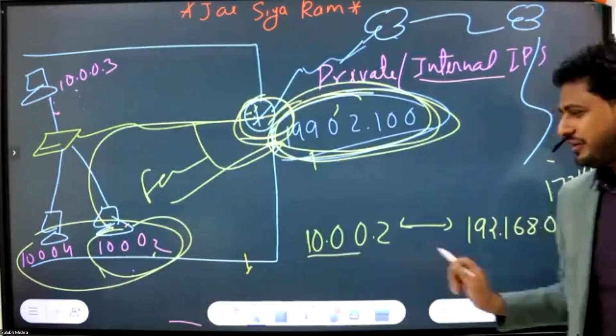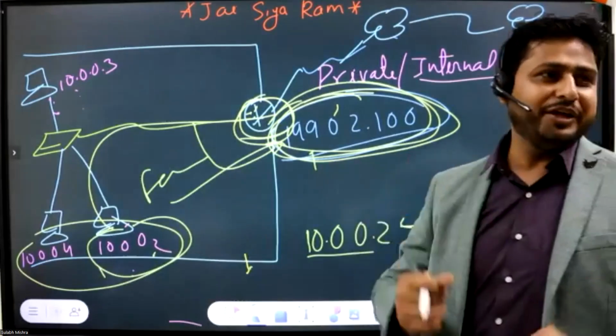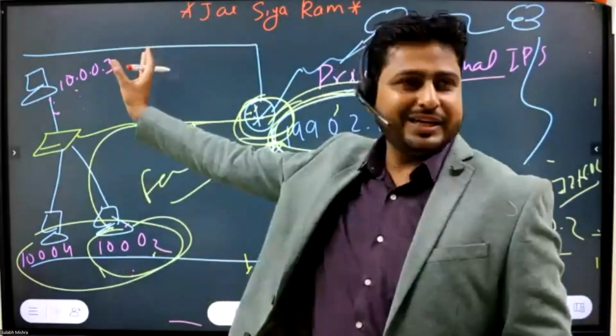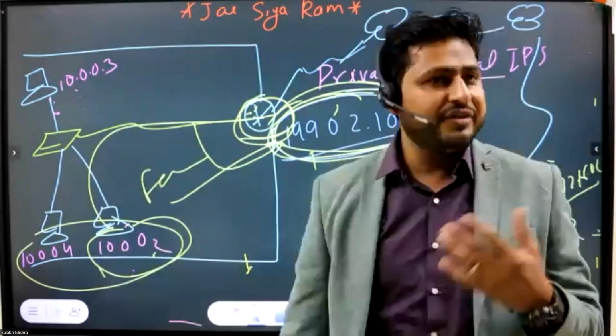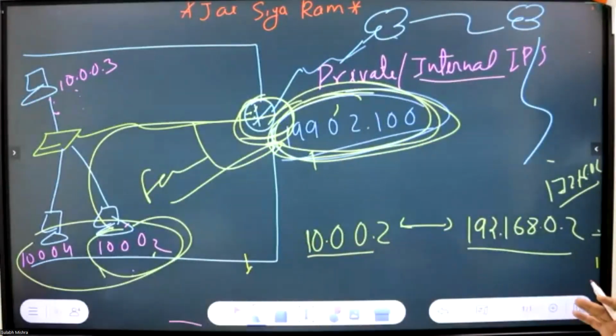So this range of IP is also internal, right? That means it's an internal communication. Maybe one system is communicating with the other computer, but both have different ranges of private IP address. But both are private, so it's an internal communication.